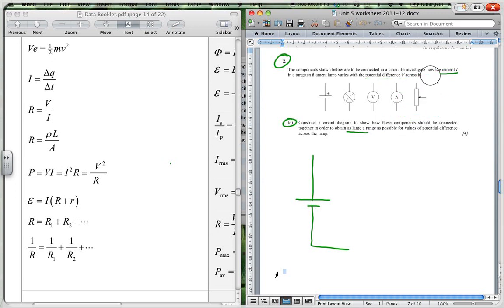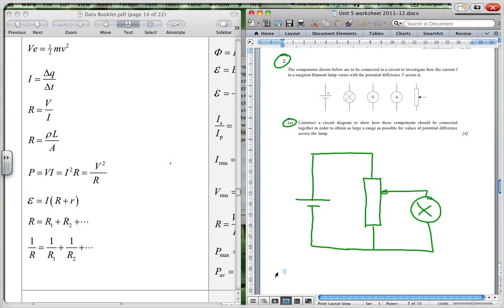Let's take that away. Alright, so here we are. So we're going to have our potentiometer in place here, something like this, and then we're going to have our filament lamp there. Now this is going to come in, and it's going to come in somewhere along there. Now that's the basic circuit.